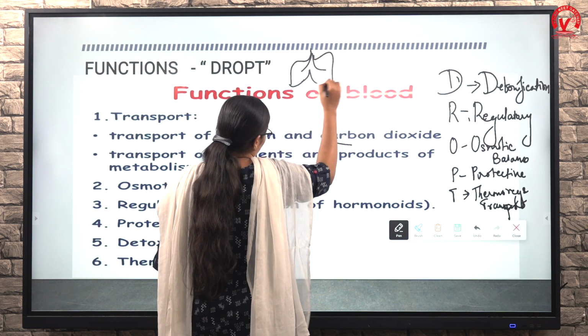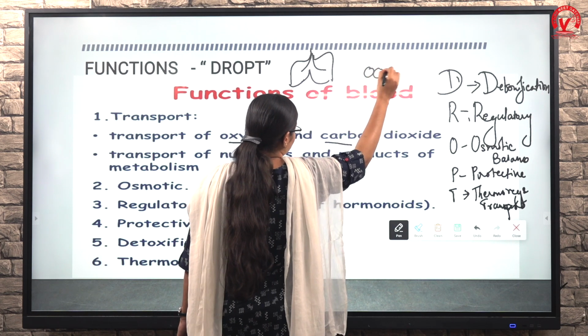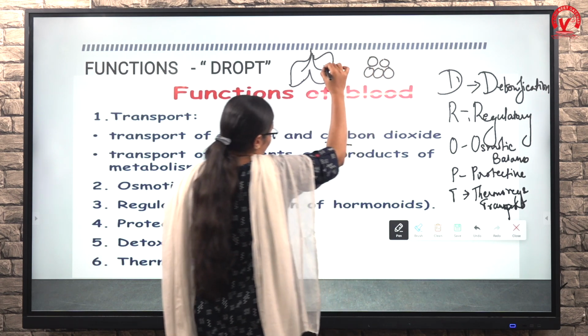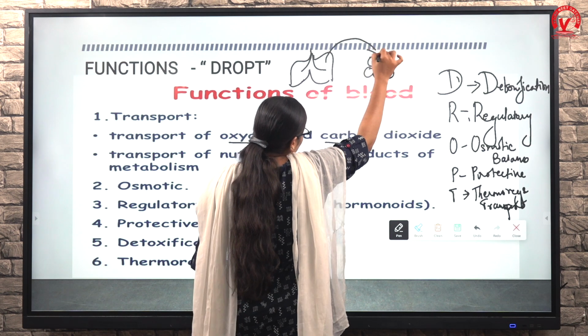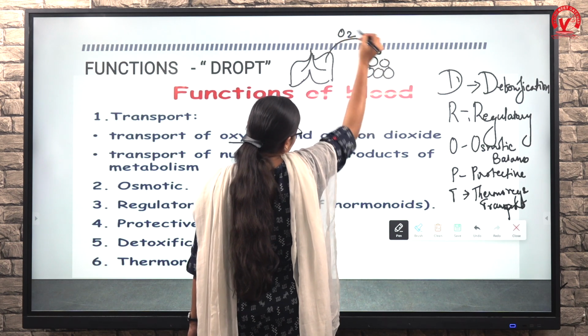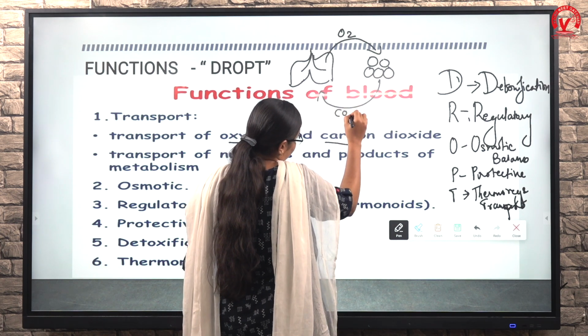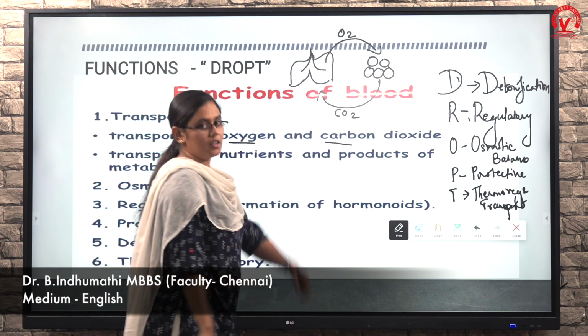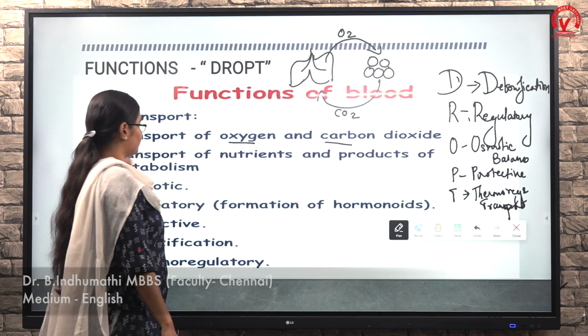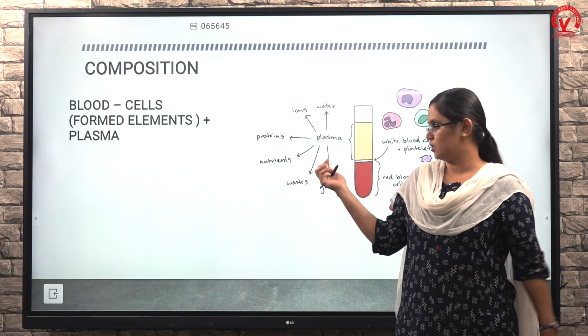So this is a rough sketch of the lungs. These are the cells. From the lungs, the blood transports oxygen to the cells, whereas from the cells, it transports carbon dioxide back to the lungs. So this is the main transport mechanism. Next we will discuss the composition of blood.